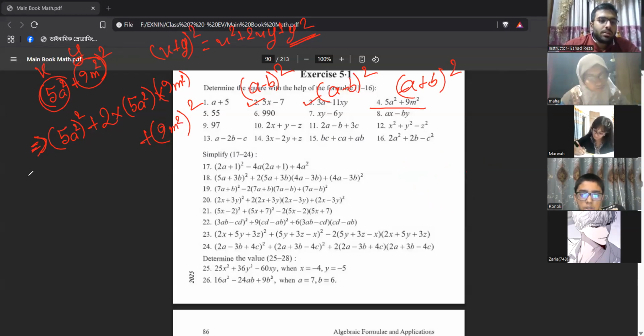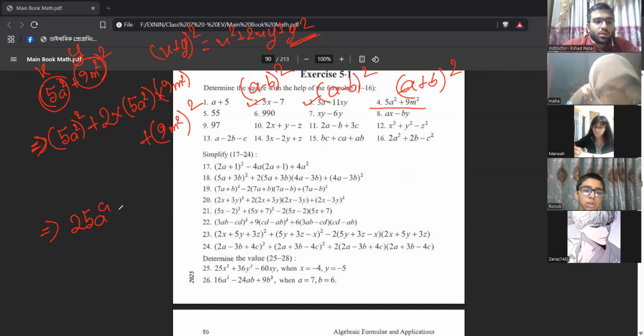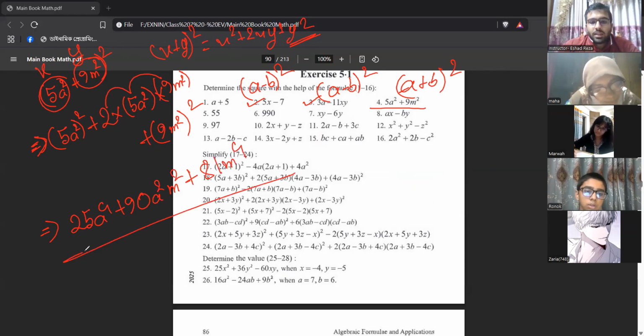But not everywhere. If you understand where it's useful, then you can understand where to use it. So anyway, we have already applied the formula. And so we can just write 25a to the power 4 plus 2 times 5 plus 9, what's that? 90a²m² plus 9² which is 81m to the power 4. And that is our answer.